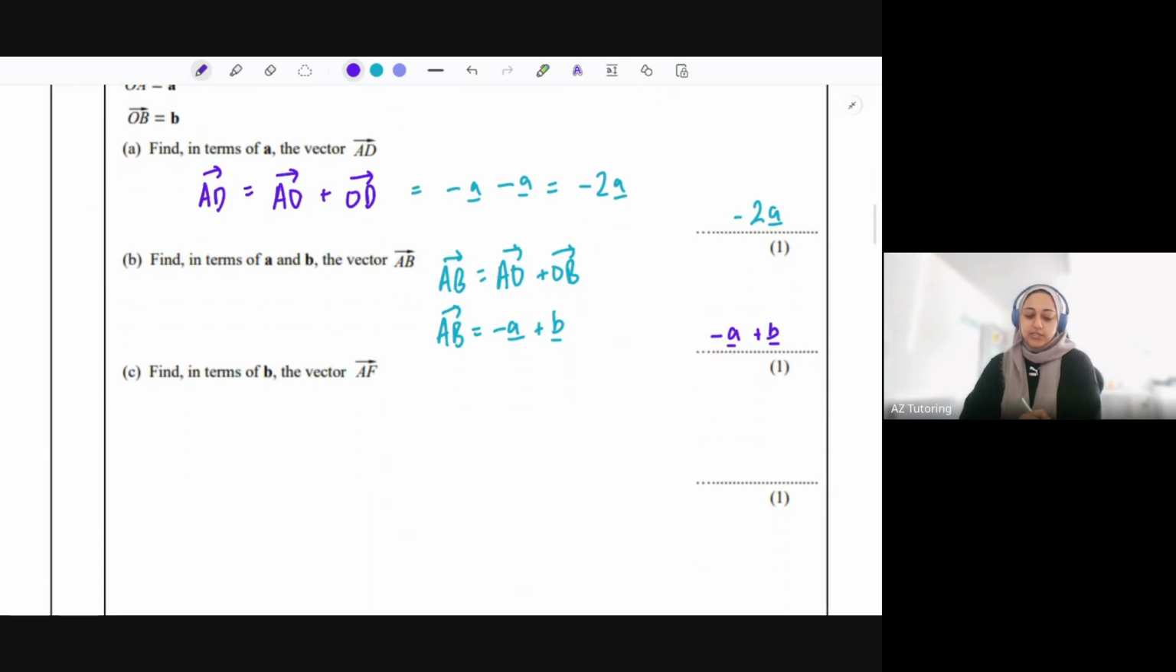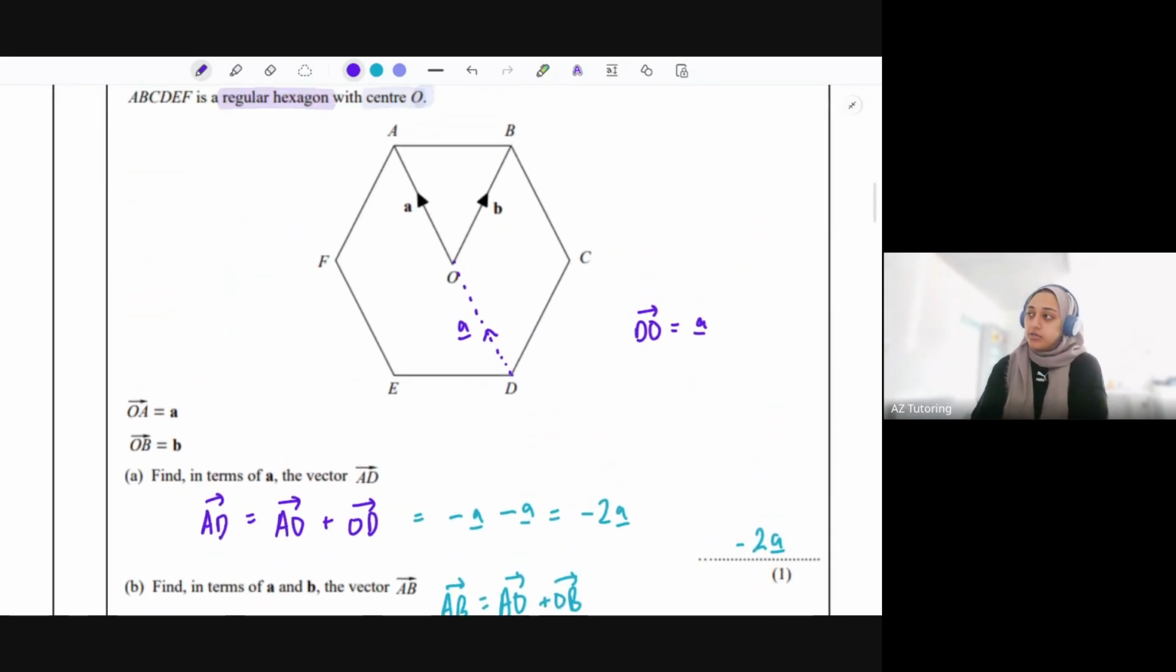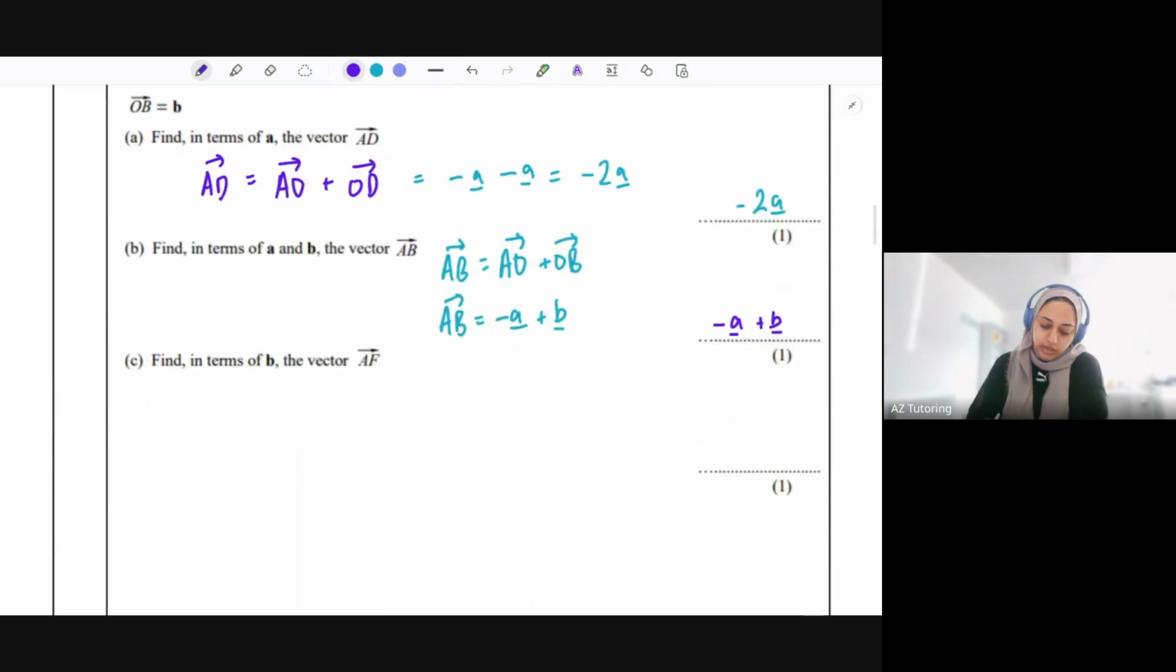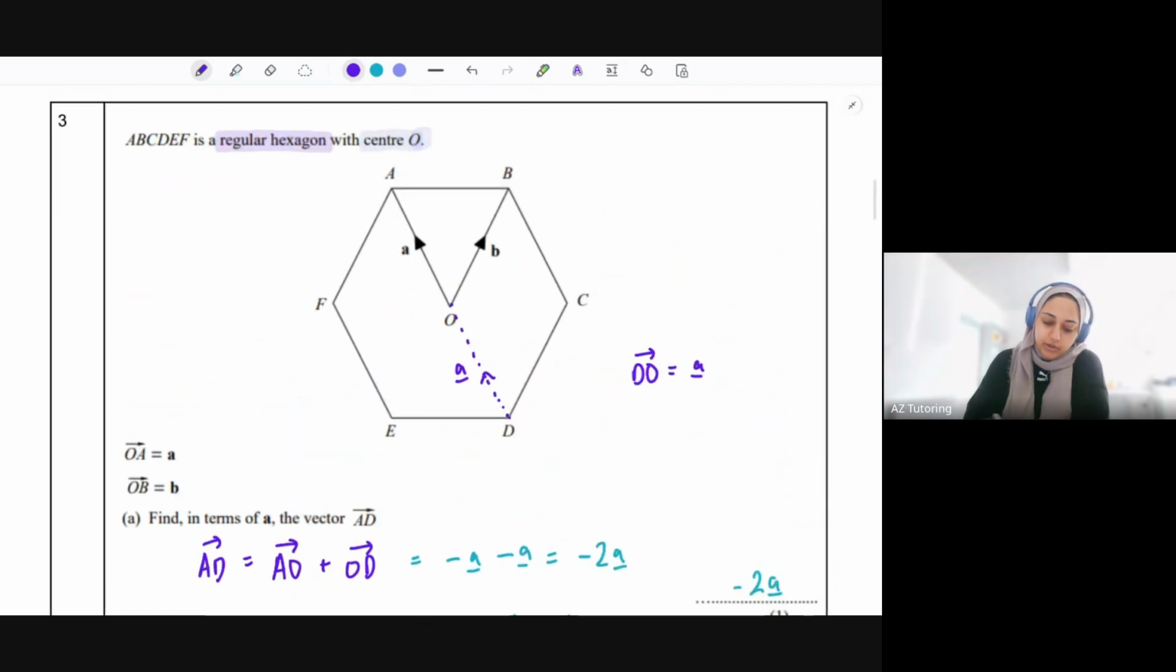And then for part C, it says find in terms of B vector AF. So AF, how can we get to AF? So A to F is just here, and we've already said that it's parallel to BO. So if B to O is minus B, because we're going in the opposite direction, if that's minus B, then therefore A to F would also be minus B as well.